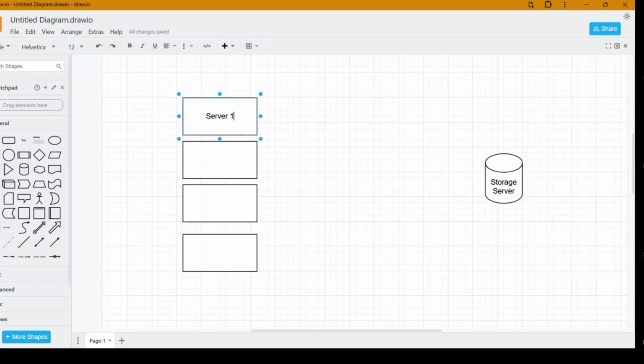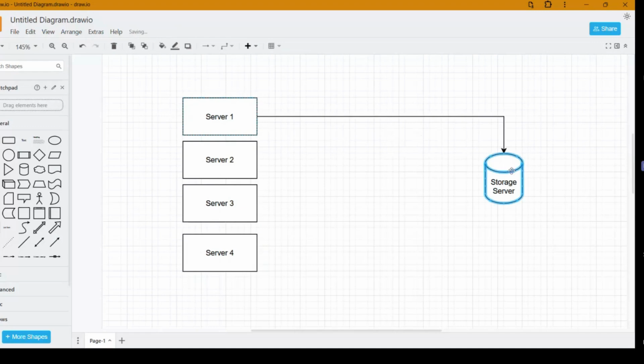1. This is server 2. This is 3. This is 4. These are all connected to my storage. Common storage, we call.